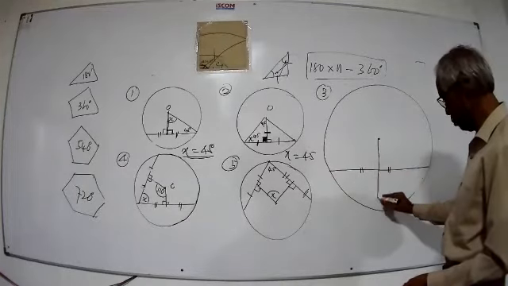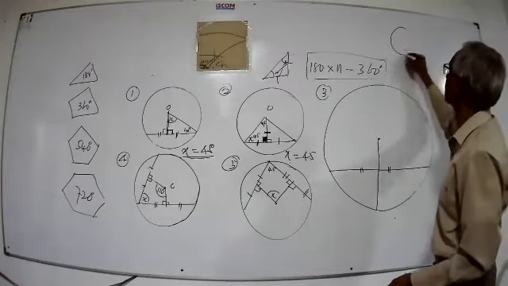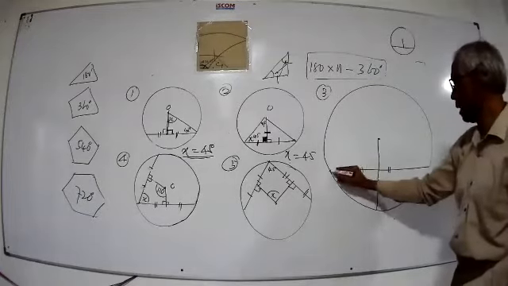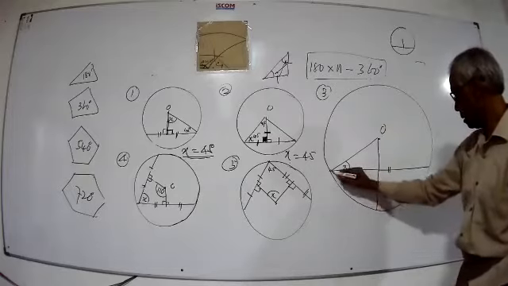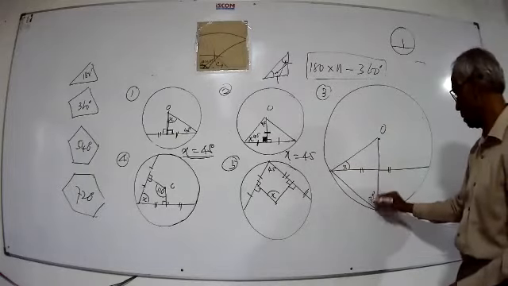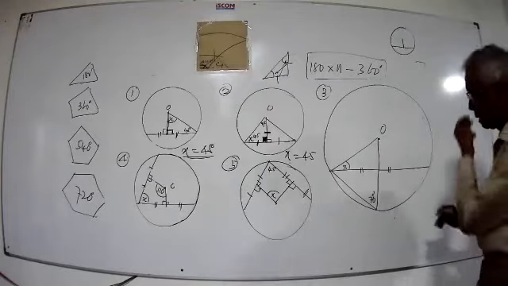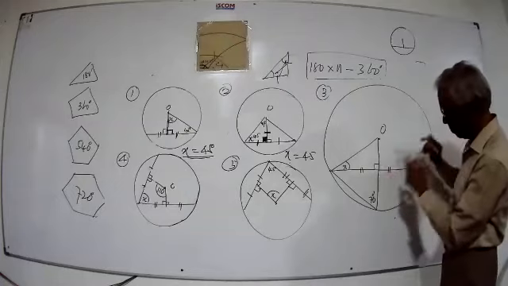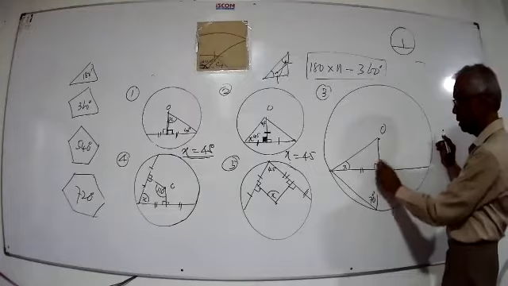If I produce it to meet the circle, if I put it inside. This is the circle drawn with this chord, and this is x, this one is 70. Right, this is the midpoint, this is the center.